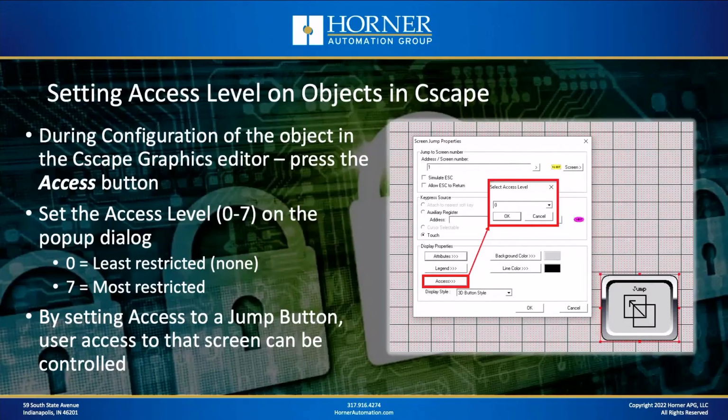An access level of 0 means there's no restrictions on that object. Anybody can press it and it'll have its full functionality. An access level of 7 means you have to have a user access level of 7 in order to operate that object. And if you're in between, then you have to have a user access level that is at or higher than the level for the object. If you want to protect an entire screen, you simply assign an access level to the jump object that gets you to that screen, in order to keep certain operators from accessing that particular screen.